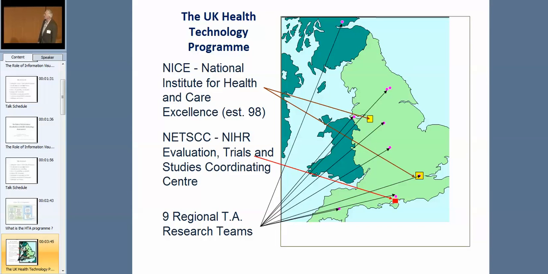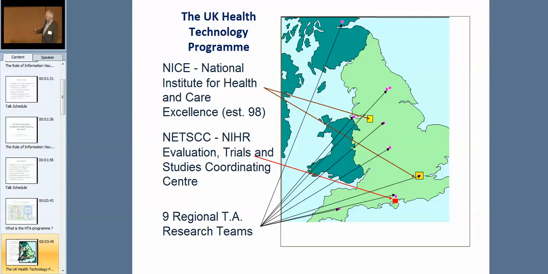These are the agencies that are involved. First of all, there's NICE, the National Institute of Health and Care Excellence. Used to be based in London, now based both in London and Manchester. And then there's a body called the NETSCC, NIHR, National Institute of Health Research, Evaluation Trials and Studies Coordinating Centre. And they're an agency which farms out the work to the purple dots, which are at the moment 9 regional technology assessment research teams, largely based in universities, not exclusively. There are some that are commercial organisations that do the work, but mostly university teams.